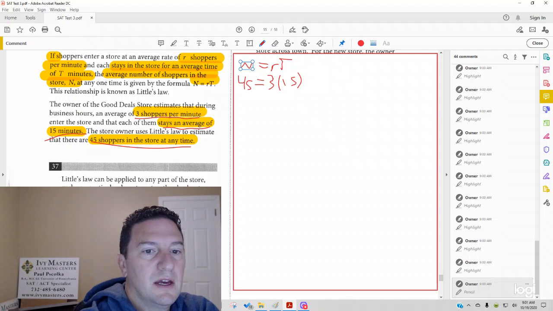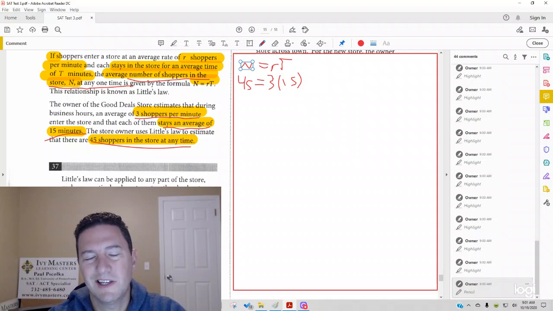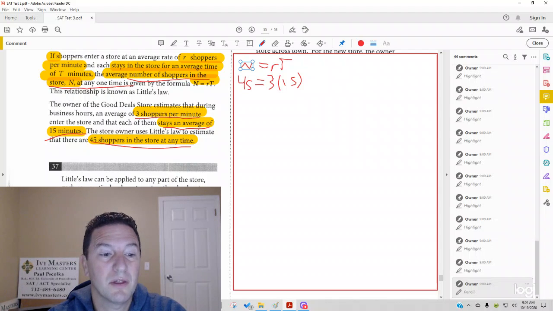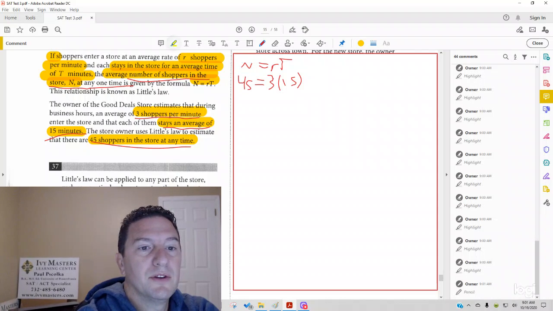And that's the number of shoppers in the store at any time. So it's good to test it out, just to make sure you know what's going on with the problem. And then we're ready to tackle number 37.